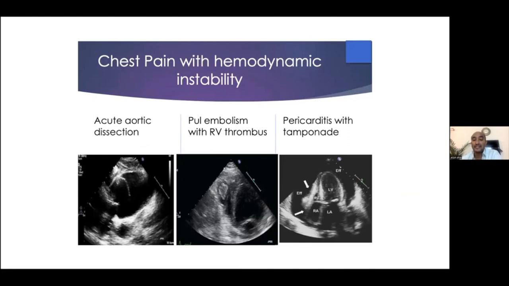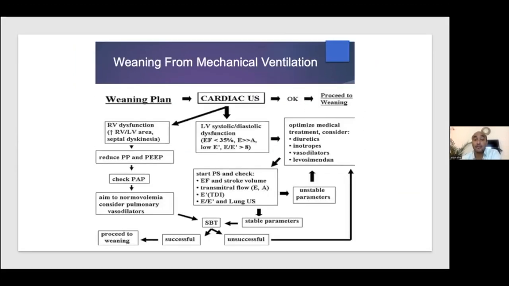Patients who come with chest pain and hemodynamic instability, by putting an echocardiograph on them, we can get some differential diagnoses for the chest pain, such as acute aortic dissection, pulmonary embolism with thrombus, pericarditis with pericardial effusion, etc. It also helps us in weaning the patient from mechanical ventilation by looking at LV systolic function and RV systolic function. It can help us in the usage of vasoactive agents, diuretics, levosimendan, vasodilators, and so on.